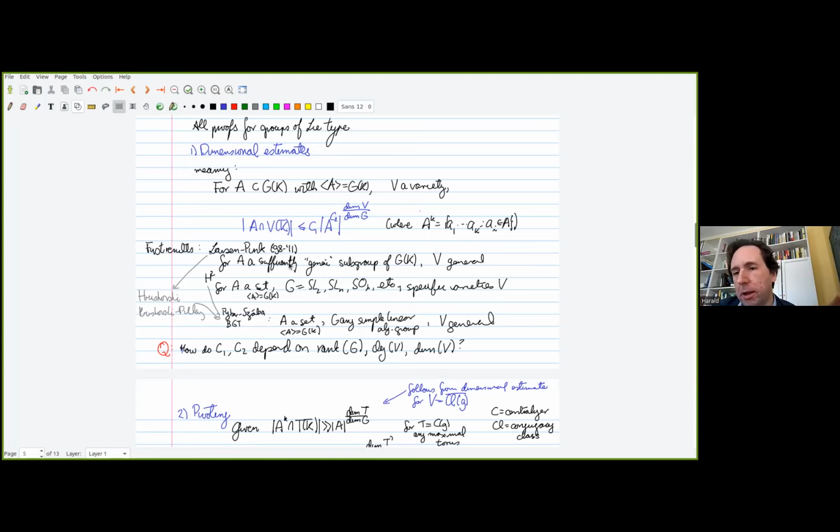So they were actually classifying subgroups of SLN, and they were showing either your subgroup is pretty much algebraic or it has this funny property. Generic would mean the opposite of being contained in an algebraic group here. All right. So that looks like a relative, really, of these dimensional estimates.